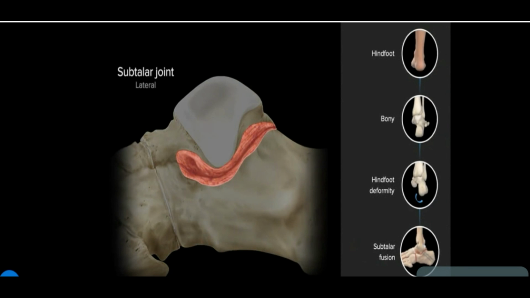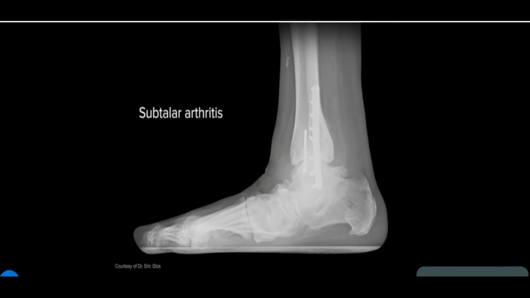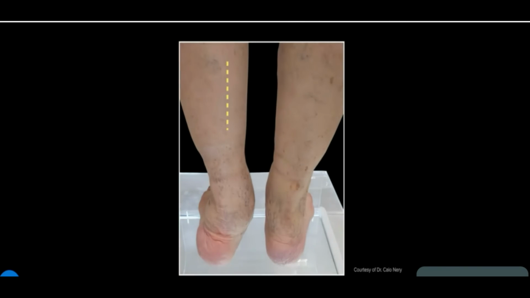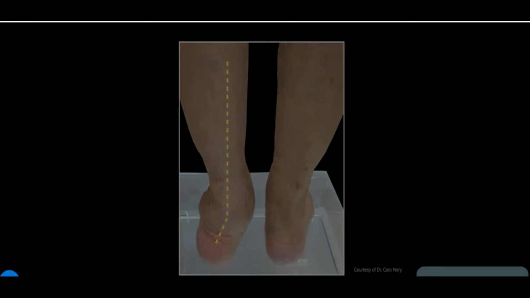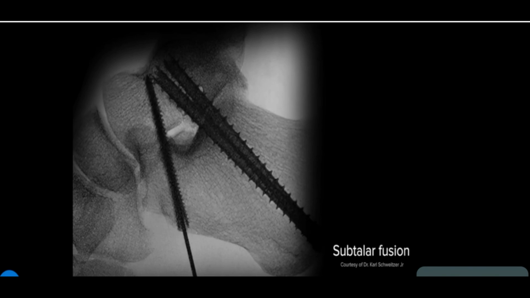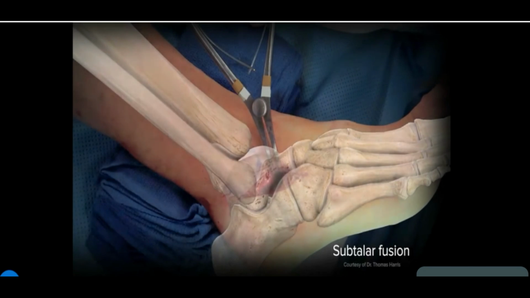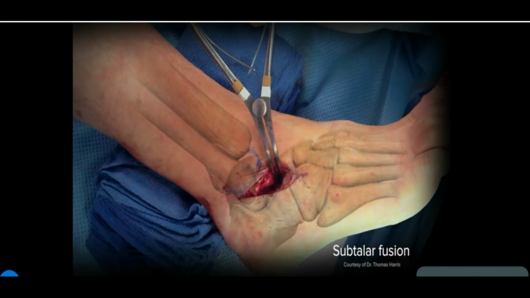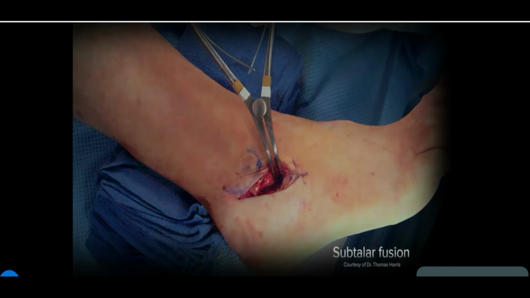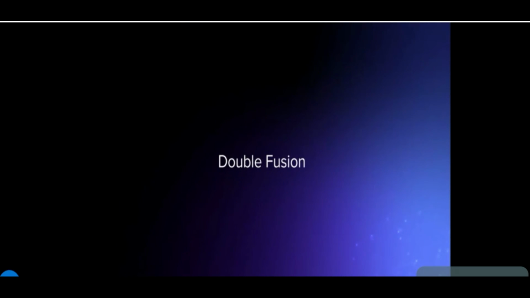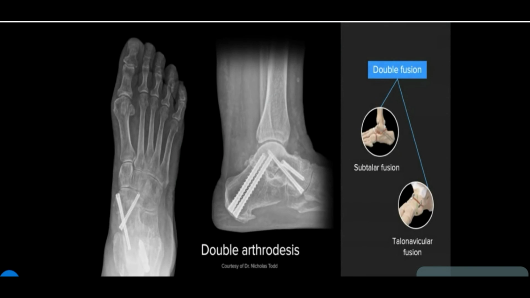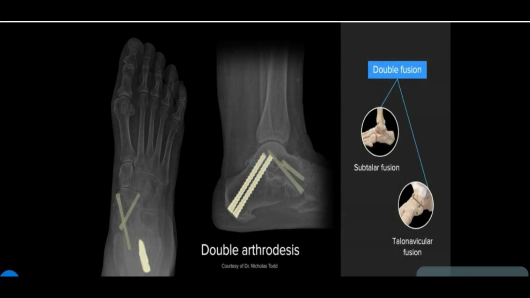The subtalar joint is arthritic in the later stages of the deformity and has a fixed hindfoot valgus deformity, requiring a subtalar fusion. Correction of the valgus deformity can be achieved through joint preparation. The use of a laminar spreader between the lateral process of the talus and anterior process of the calcaneus can aid this. If there is deformity and degeneration in both the subtalar and talonavicular joints, correction is referred to as a double fusion. A double fusion is seen here with 2 screws in the subtalar joint and 2 more in the talonavicular joint.